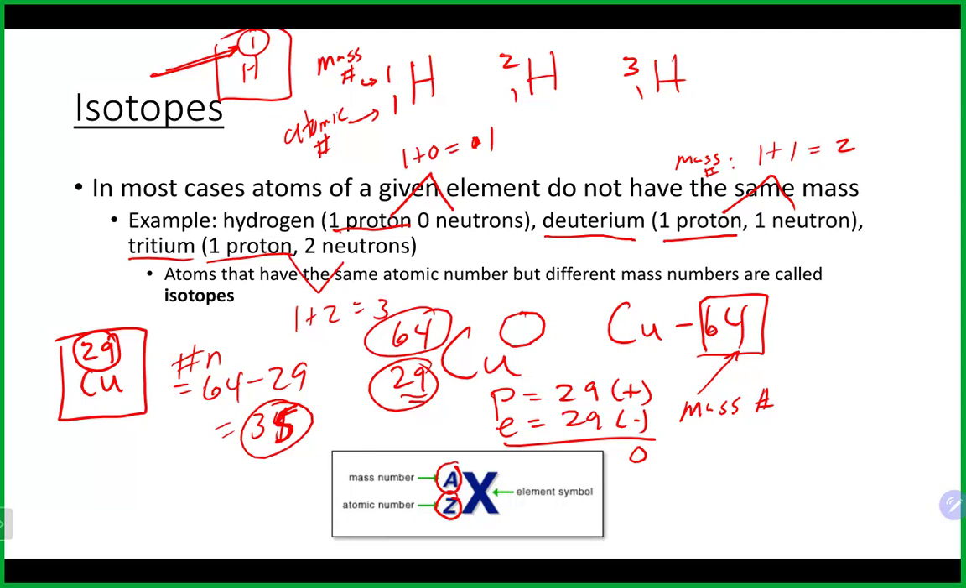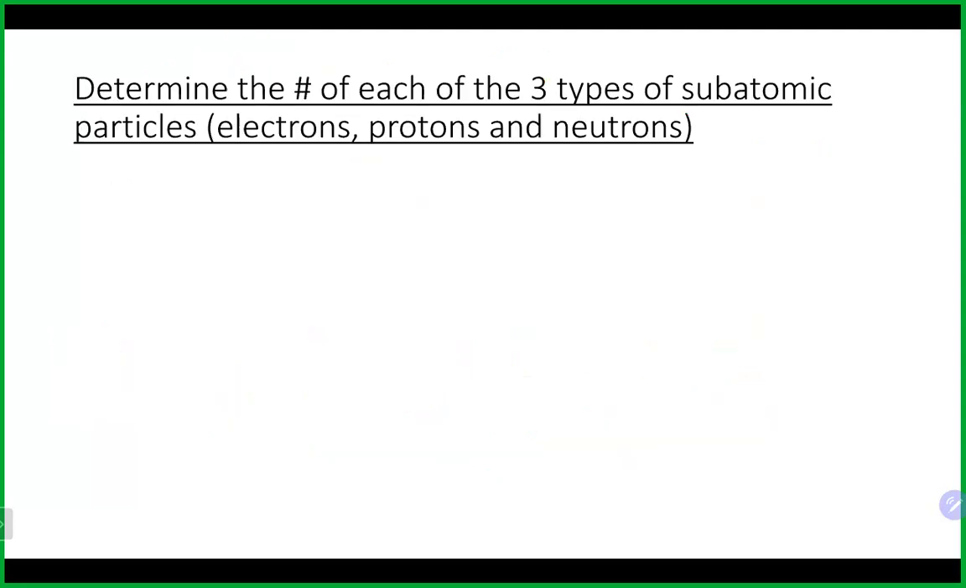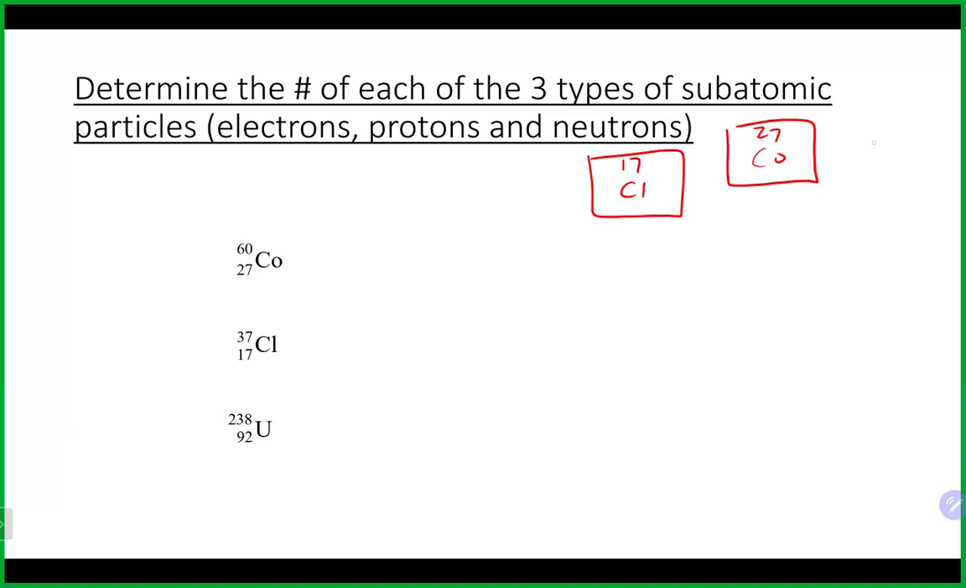Then why don't you try some here? So for each of these, let's do protons, electrons, and neutrons. If you have a periodic table, it'll be helpful. Just in case you don't, this is what cobalt looks like, chlorine, and uranium there.